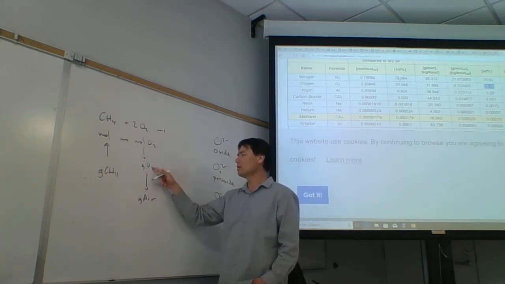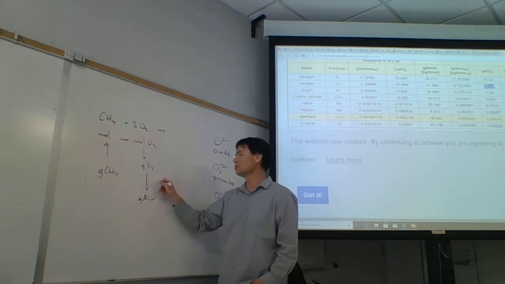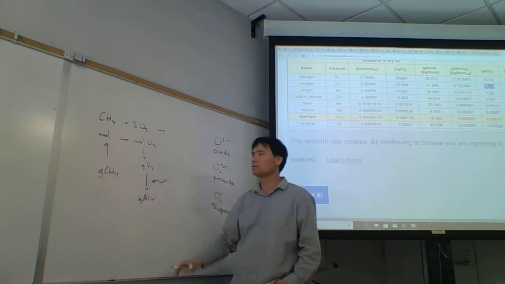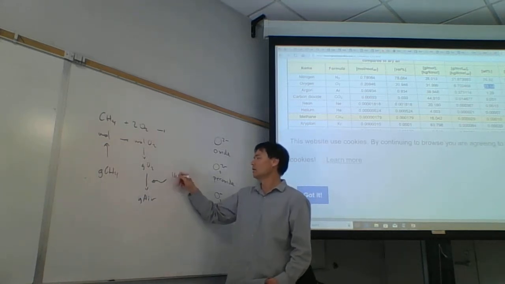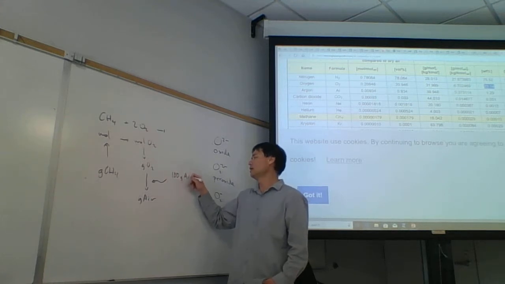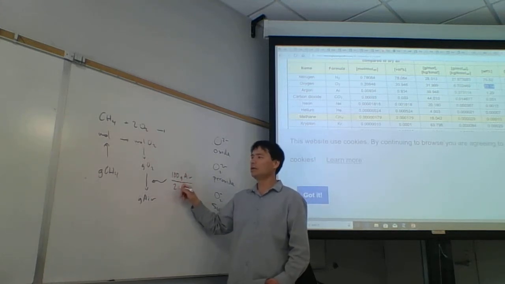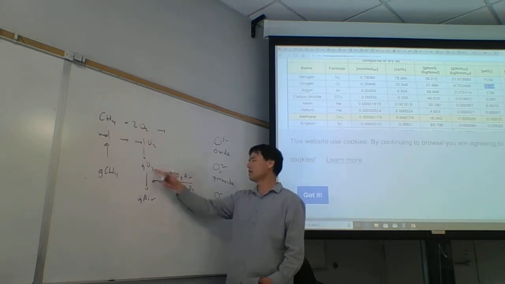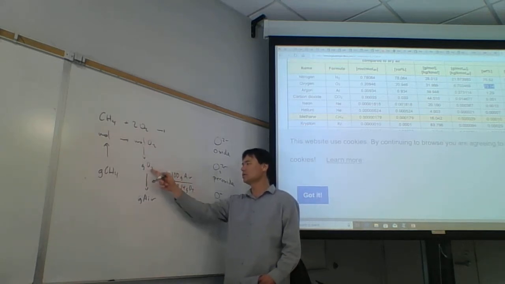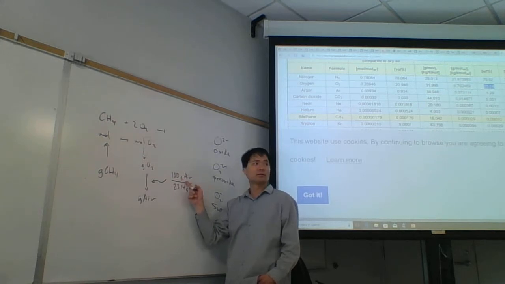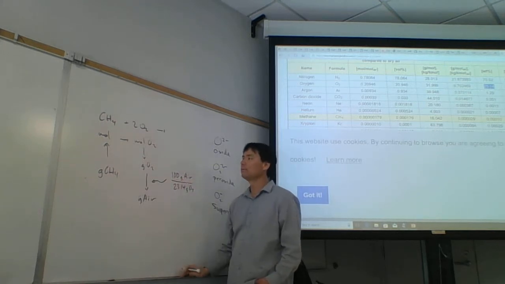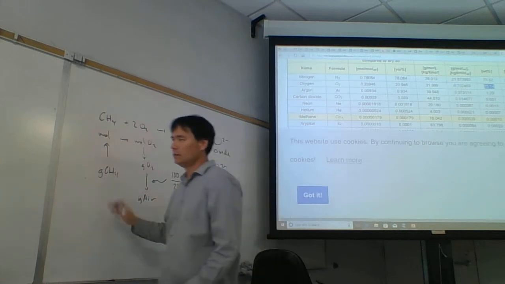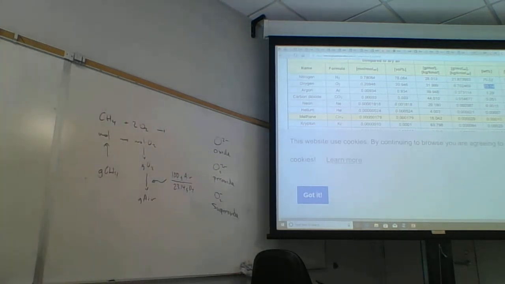Well, how do I go from grams of O2 to grams of air in the mixture? Well, I need the percent composition. That is, I'll have 100 grams of air for every 23.14 grams of oxygen. So grams of oxygen cancels grams of oxygen, leaving grams of air. So this is how we deal with mixtures in stoichiometry.